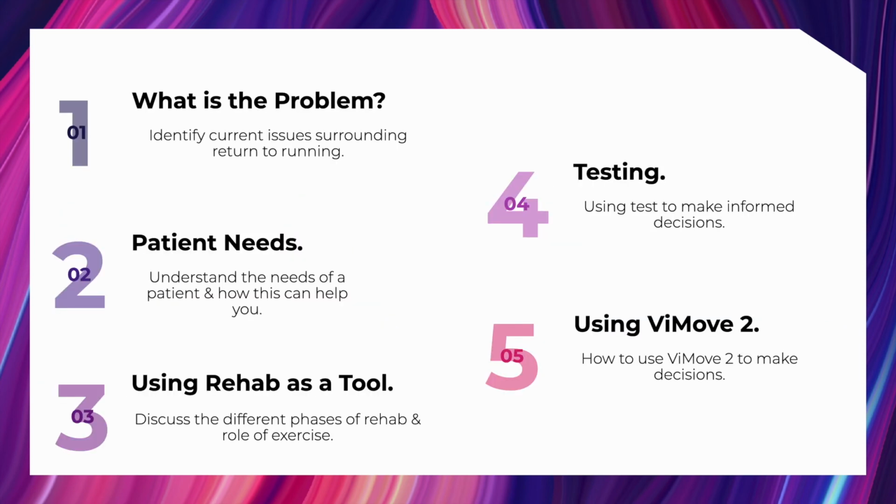So what are we going to cover in today's webinar? Well, there's going to be, as always, 5 key areas. First of all, we're going to look at the problems. So what are the issues currently surrounding return to running? We're then going to look at the patient's needs. Can we provide a bit more of an understanding of that? We're then going to look at rehab, take a little bit of an in-depth look at how we can use rehab as a tool in our return to running. We're then going to look at testing, and this is where vMove 2 is going to come in quite nicely. And then finally capping off how we can really utilize the use of vMove 2 to make these decisions.